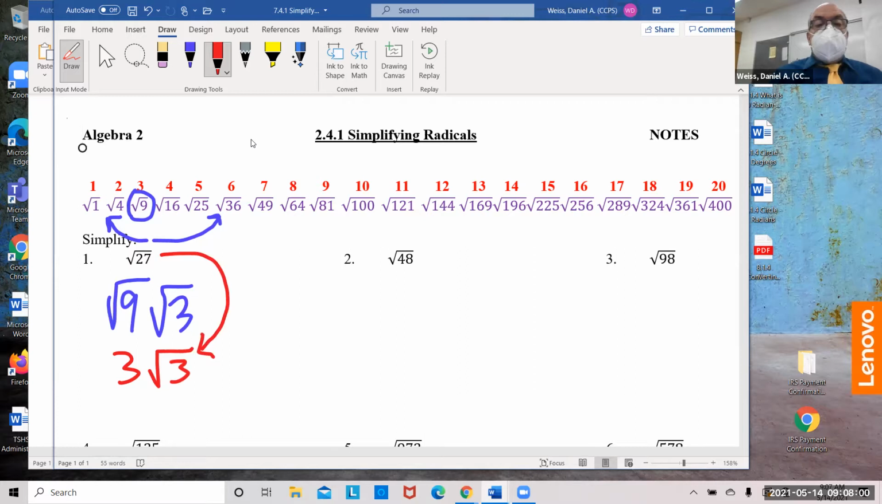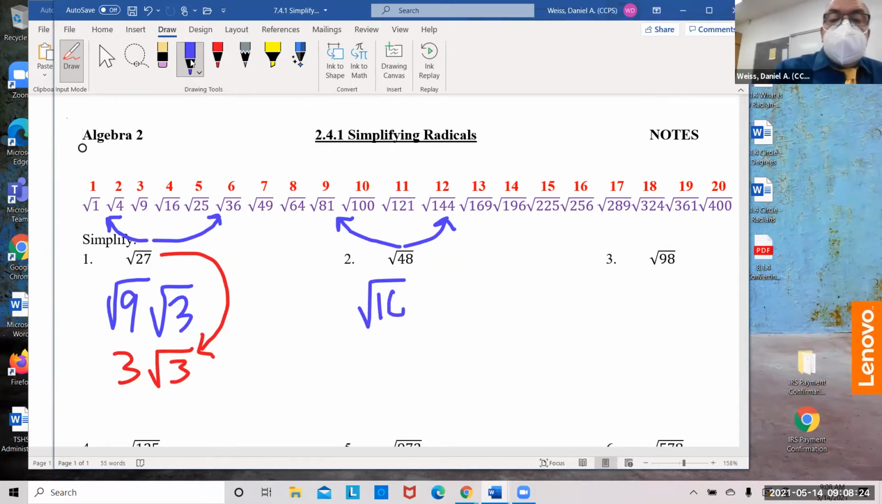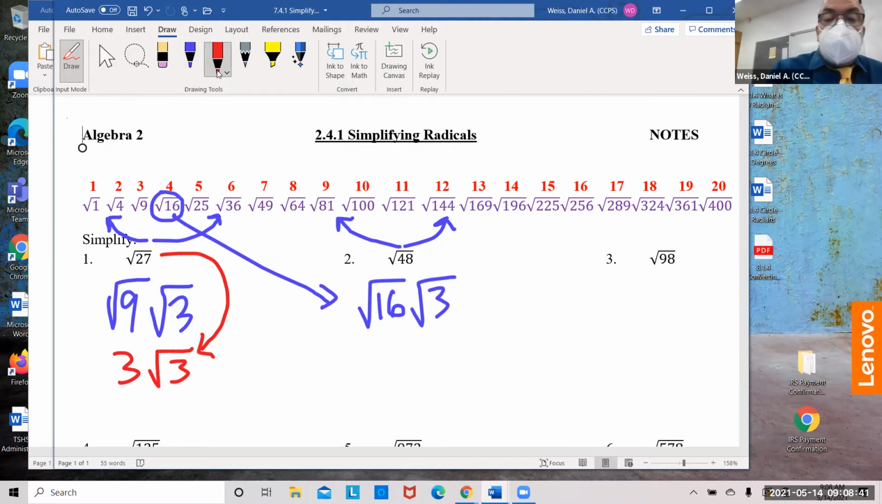Okay. You might have a few problems today where you have to do this with the square root that you get in your answer. Okay. How about square root 48? Which of these purple square roots evenly goes into 48? Sixteen goes into 48 three times. So it's square root of 16, square root of 3. What is the square root of 16? Square root of 16 is 4. Answer, 4 square root of 3.